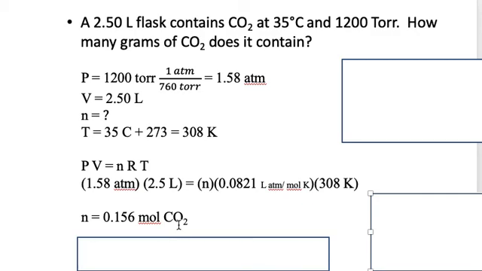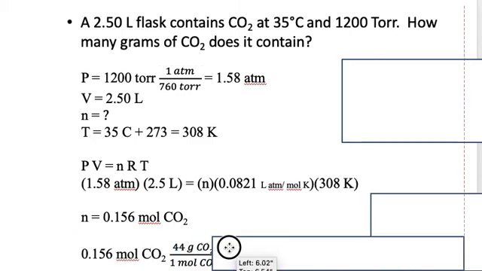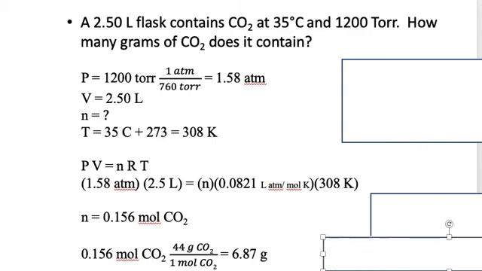This problem has one more step after that because it's not asking us for moles of carbon dioxide, it's asking us for grams. And the ideal gas equation will just give it to us in the number of particles in terms of moles. But we do know how to convert from moles back into grams. We're going to use the molar mass. So I found the molar mass of carbon dioxide on the periodic table. It's 44 grams per mole. And then I'm going to multiply by that 44 grams per mole so that the moles cancel out. And I get 6.87 grams of CO2.